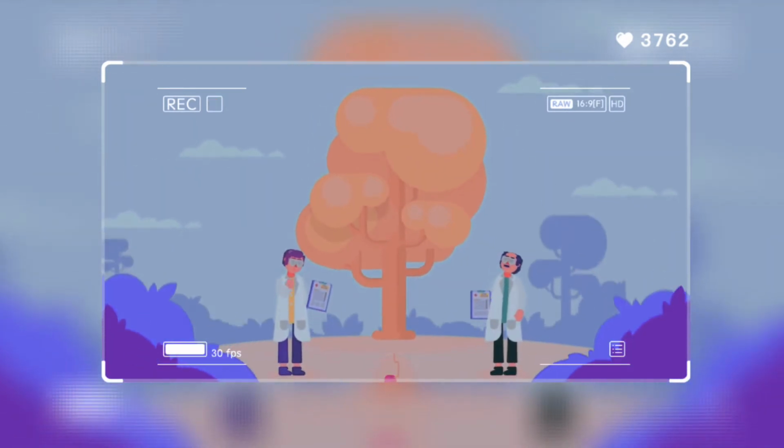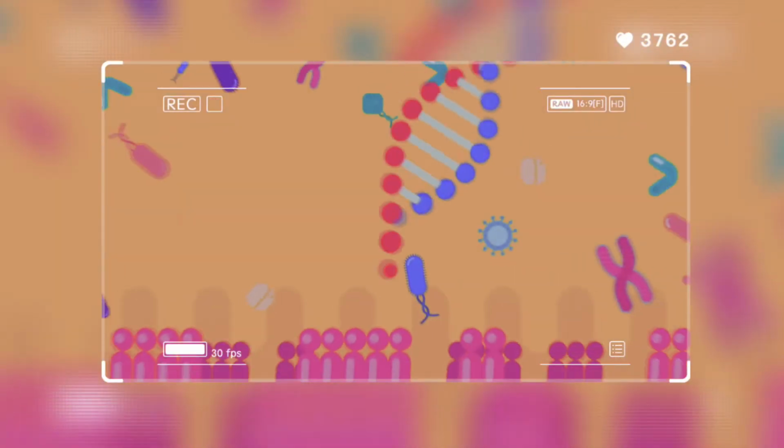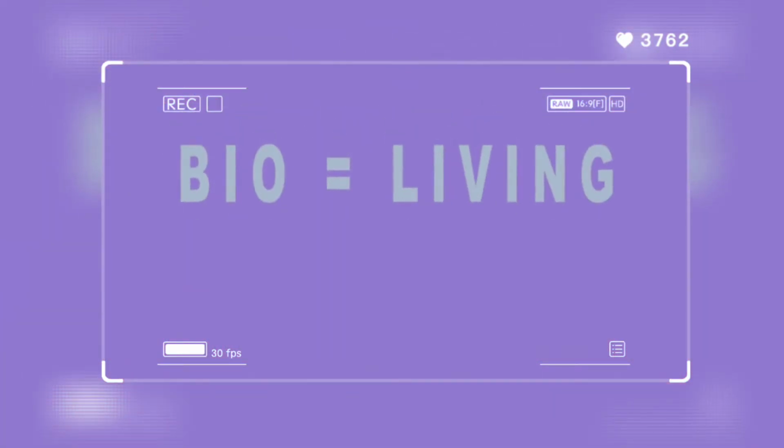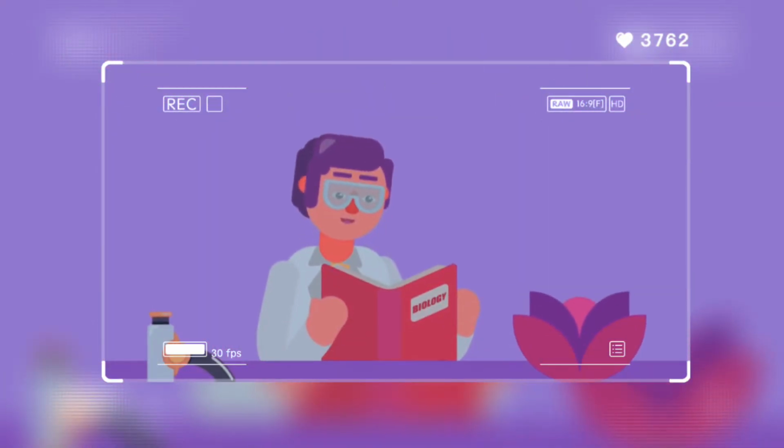And a wonderful discipline of science studies life in great detail. It is called biology. The word bio means living, and logy means study. So biology means the study of living things.